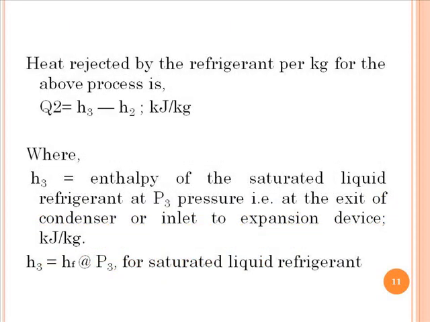Heat rejected by the condenser is equal to heat gained by the air, and heat rejected is considered as negative. So Q2 equals H3 minus H2, where H3 is enthalpy of the saturated liquid available at outlet of the condenser at P3 pressure, and the H3 value equals Hf at P3 pressure for saturated liquid refrigerant.